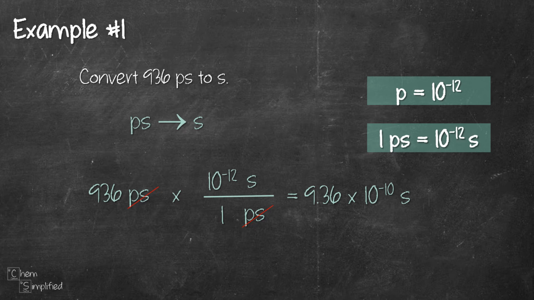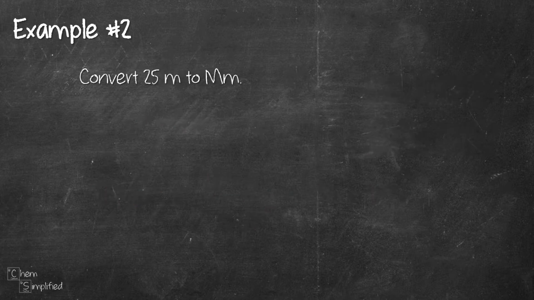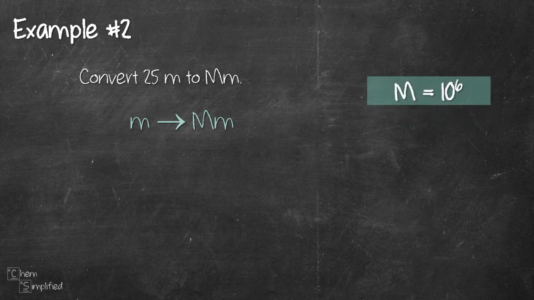Let's try another example. Convert 25 meter to megameter. So the question is asking us to convert from meter to megameter. Again, from the prefix table, mega, the value is 10 to the power of 6. So what this means is 1 megameter is 10 to the power of 6 meter. Meter is the base unit in this case.